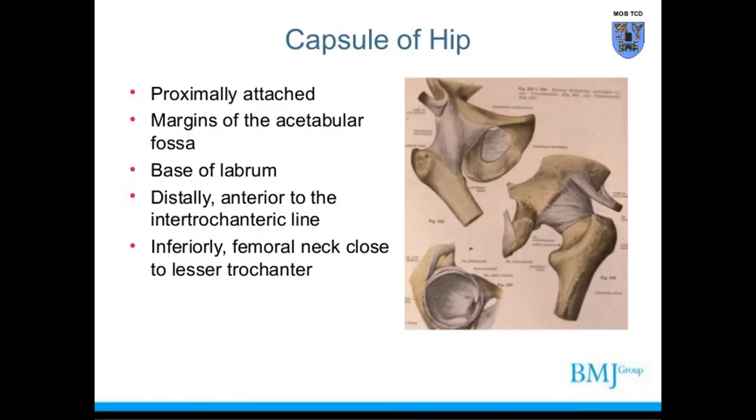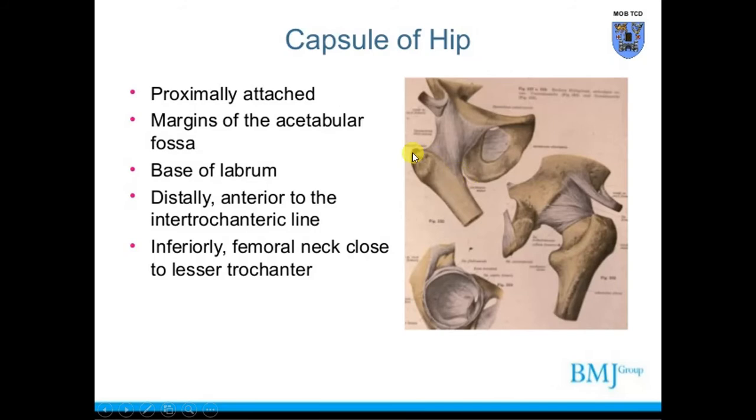So the next thing is the ligaments. We have learned about the articular surfaces. Now come the ligaments, and the very first ligament of any synovial joint is the capsule of that joint. So the capsule of the hip joint, we see, is proximally attached to the margin of the acetabular fossa and the base of the labrum, and distally anterior to the intertrochanteric line.